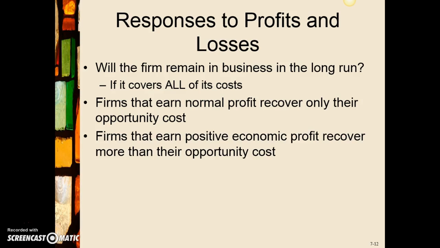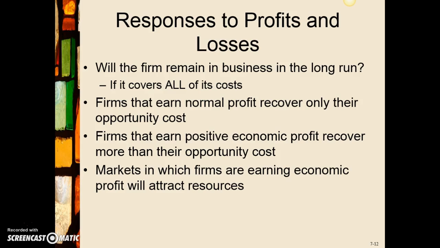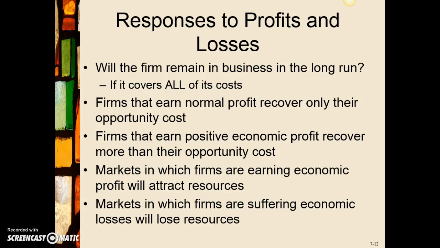Firms that earn positive economic profit receive more than their opportunity cost. And what we're going to see is when firms are earning economic profit, that's going to attract resources. That's going to increase the supply of the good, which is going to reduce the price and therefore decrease the profit of all the firms already in that industry. Similarly, if firms are earning losses, other people know that they can get zero profit somewhere else. They're going to get out of that industry, and that's going to decrease the supply, which is going to increase the price and increase the profit for the firms who remain.